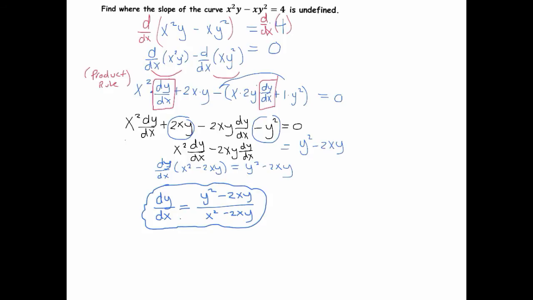Well, this derivative is undefined anytime the denominator is 0, right? So dy dx is undefined when that denominator, x squared minus 2xy, is equal to 0. So let's find out when that happens. If we factor, that's going to happen when x times x minus 2y is equal to 0. So that's going to happen when x equals 0 by the zero product property, or when x equals 2y.